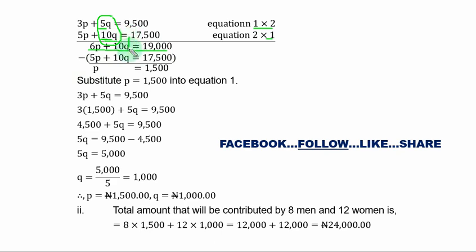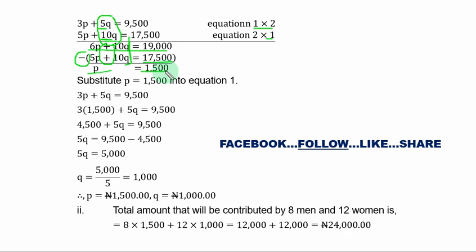Now, to eliminate variable Q, you need to subtract both equations because the signs you have here are positive in both equations. So you need to subtract. If you subtract 6P minus 5P, you have P. If you subtract here, it becomes 0. 19,000 minus this value, you have 1,500 naira as the value of P.